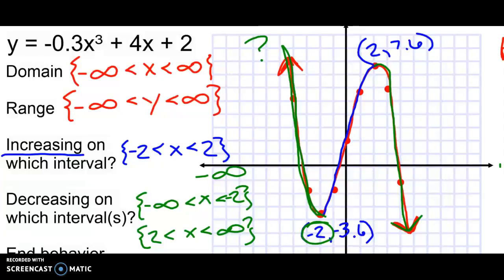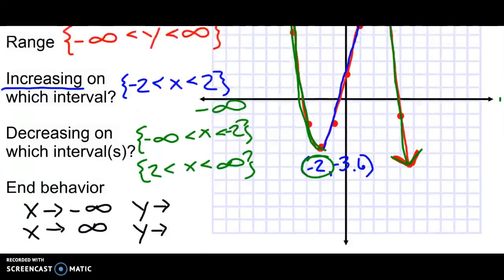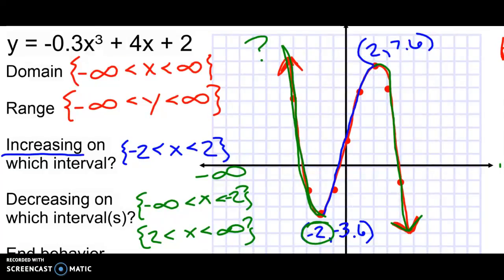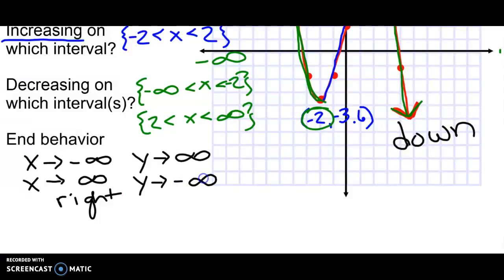All right, let's do one more. Look at all these little brackets we drew. That's why we learned how to draw brackets. Let's talk about the end behavior, okay? Go all the way back to end behavior. So as x approaches -infinity, what is y doing? And as x approaches positive infinity, what is y doing? So let's go look. As x approaches -infinity on the left, this is going up, so y is going to infinity. As x approaches positive infinity on the right, y is going down, so y is approaching -infinity.